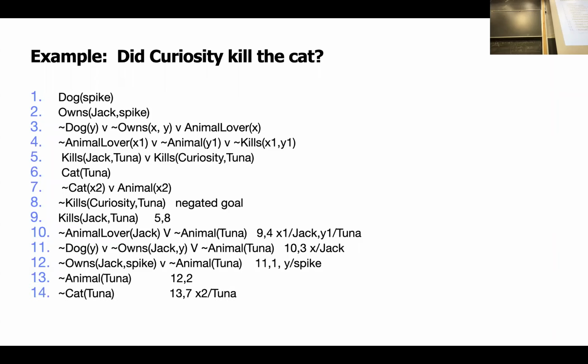And now we have 13 combined with 7. So not animal of tuna with animal of x2. So we make x2 be equal to tuna. This cancels out. We're left with not cat of tuna. And then we combine 14 with 6, and we reach the empty clause. So therefore, our negated goal, on 7, on 8, is what introduced the contradiction. Therefore, curiosity killed the cat.